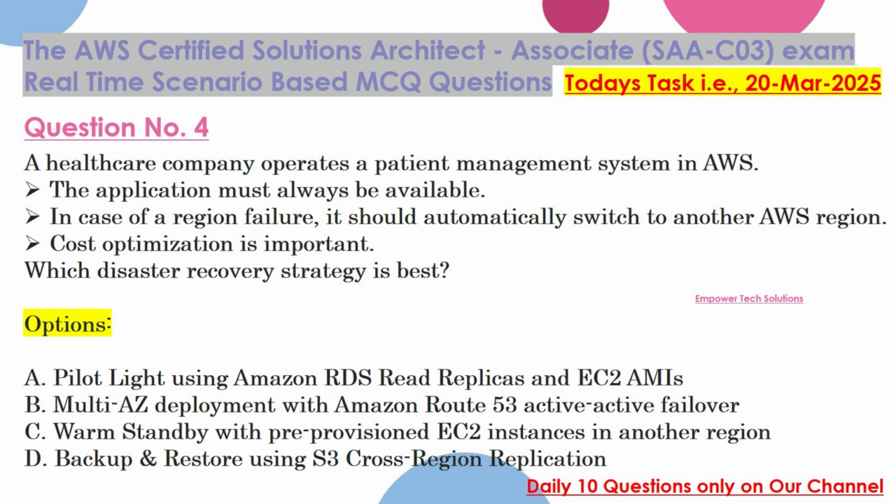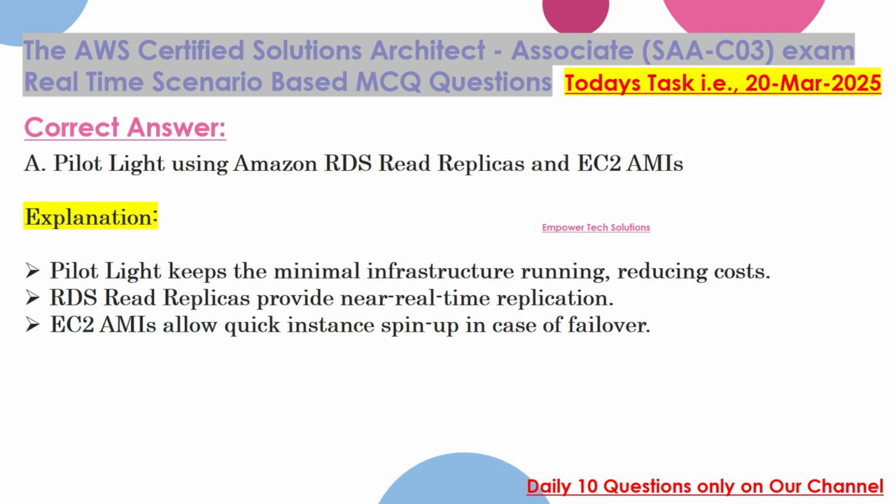Options: A. Pilot light using Amazon RDS read replicas and EC2 AMIs. B. Multi-AZ deployment with Amazon Route 53 active failover. C. Warm standby with pre-provisioned EC2 instances in another region. D. Backup and restore using S3 cross-region replication. Correct answer: A. Pilot light using Amazon RDS read replicas and EC2 AMIs.